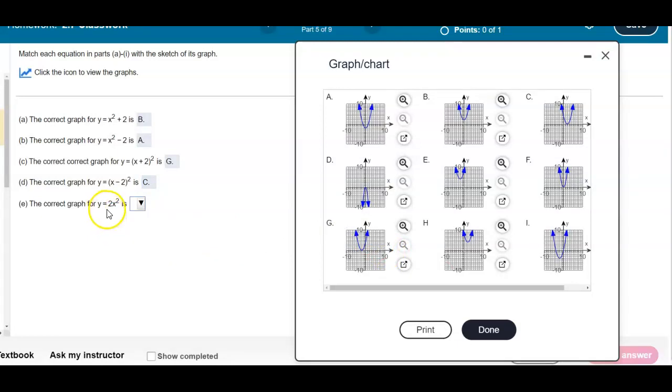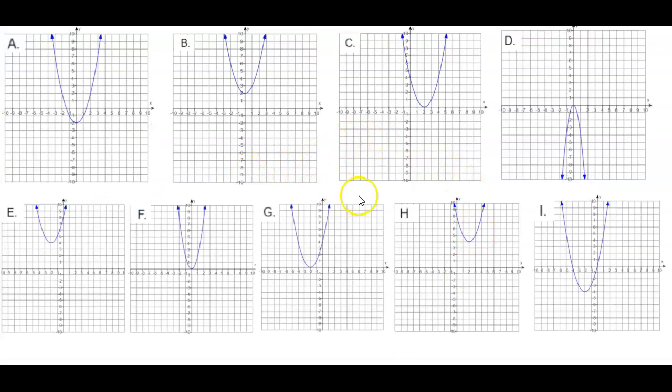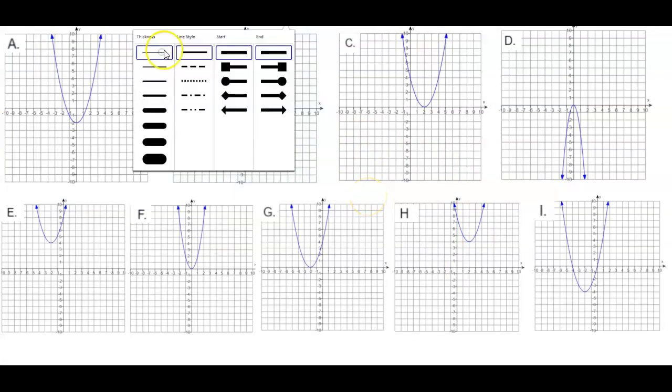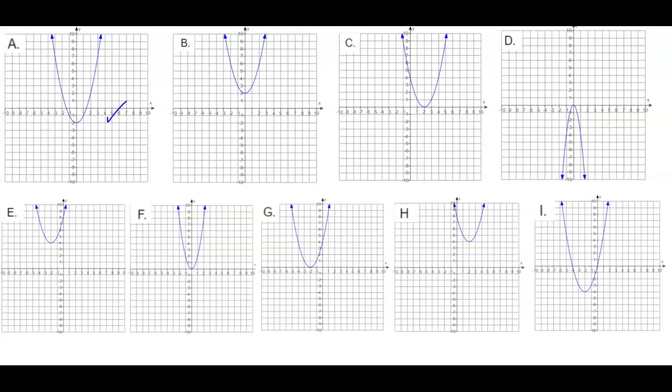Now let's take a look at y equals 2x squared. We know that we've already picked the following. We already have A, B, C, and G. Now we need to determine whether it's D, E, F, H, or I.